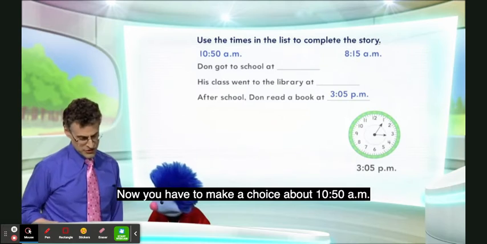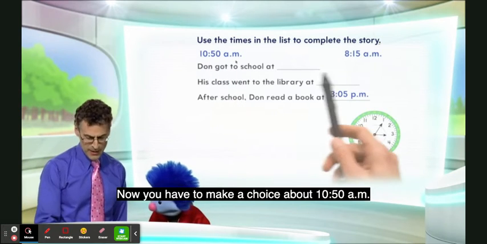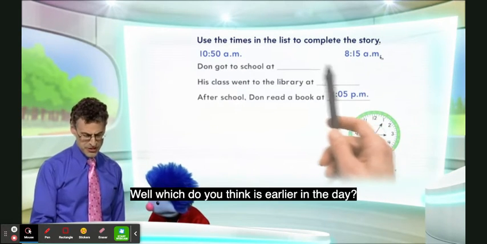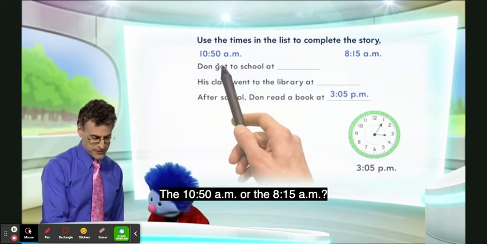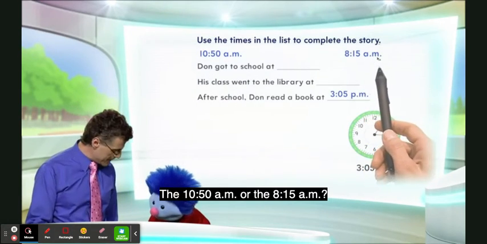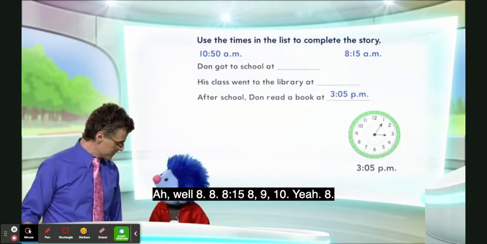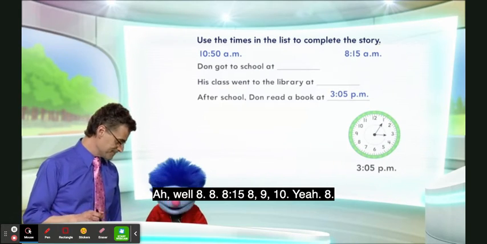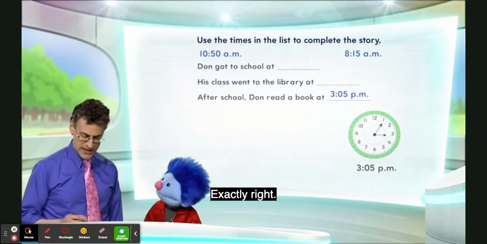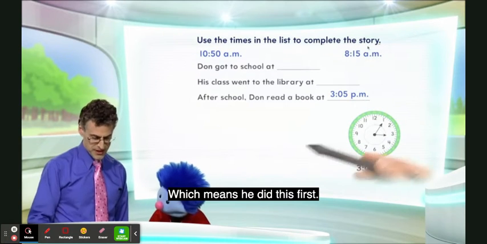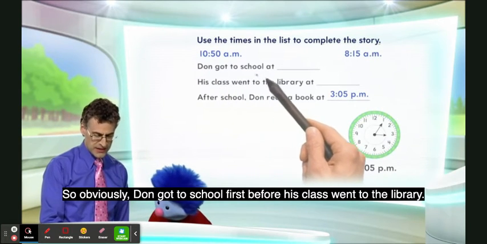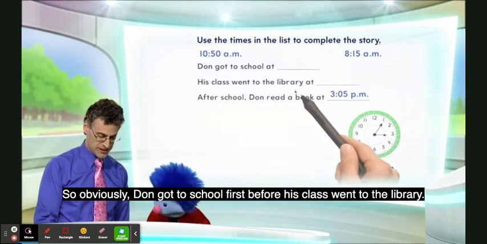Okay? Now you have to make a choice about 10:50 a.m. versus 8:15 a.m. Well, which do you think is earlier in the day? The 10:50 a.m. or the 8:15 a.m.? 8:15. Yeah, 8, 9, 10. Exactly right, which means he did this first. So obviously, Don got to school first before his class went to the library.